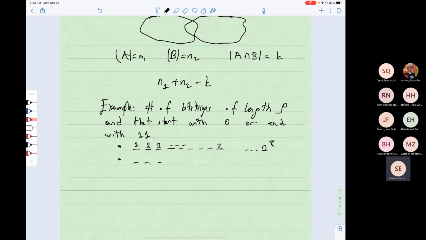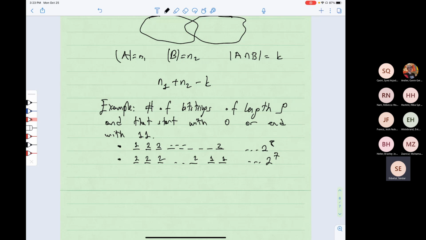And next, we could do the same thing, but this time ending with 1 1. The last two are fixed. You can only pick 1, 1 for the last two, but for the earlier ones it is 2, 2, 2, till 2, so 2 to the 7. But we can notice here, some of these strings end with 1 1 and some of these strings start with 0. So we are counting some of them twice.